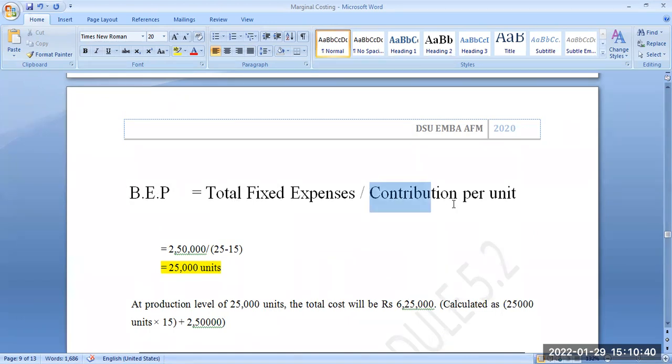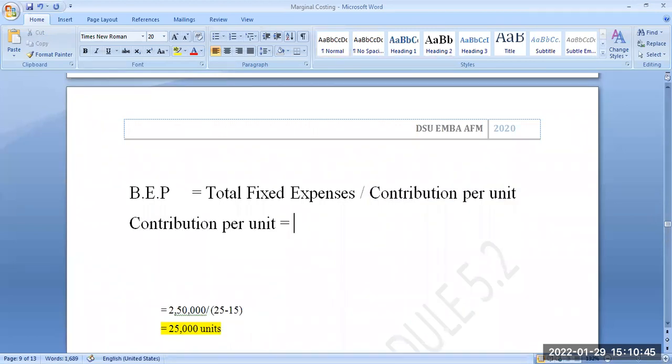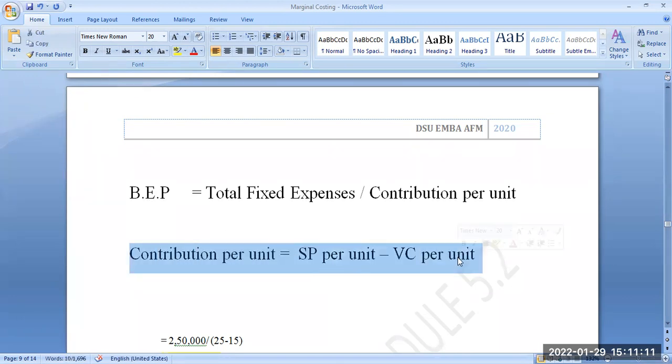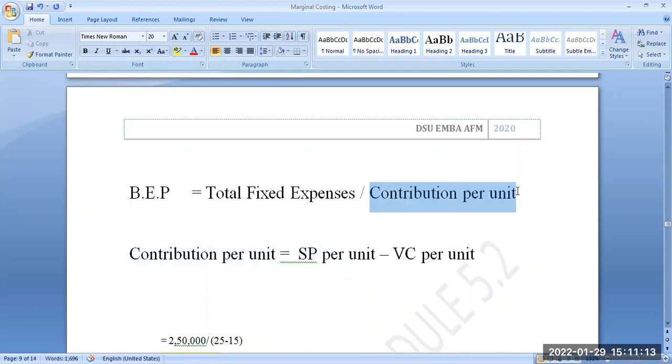How do you calculate contribution per unit? Anybody? Contribution per unit is equal to selling price per unit minus variable cost per unit. That is equal to contribution per unit. With the contribution per unit, you divide the total fixed cost, and you will get the break-even point.